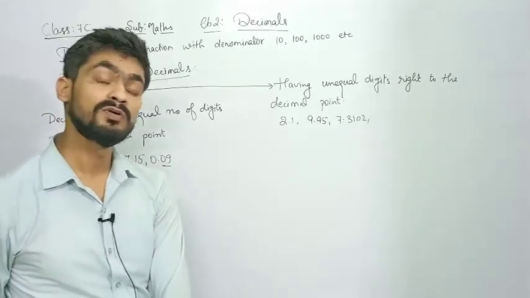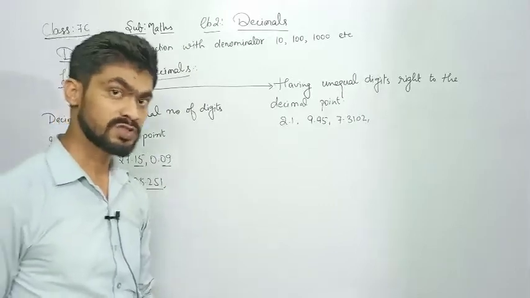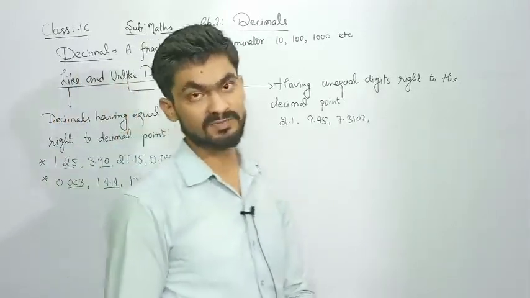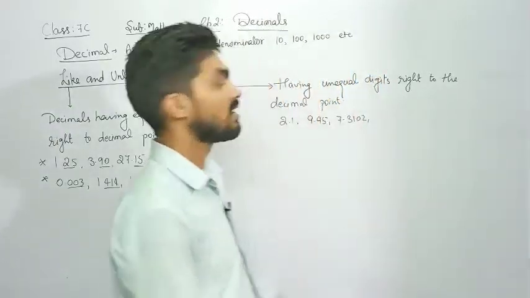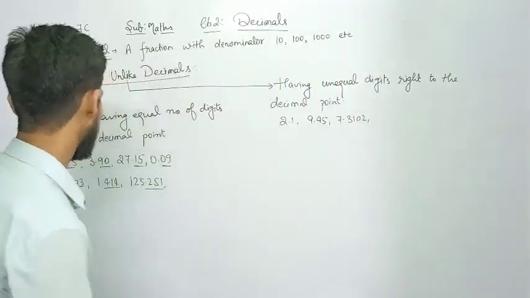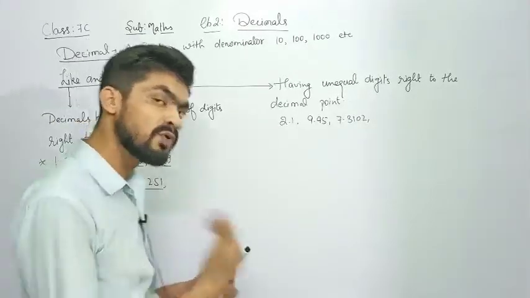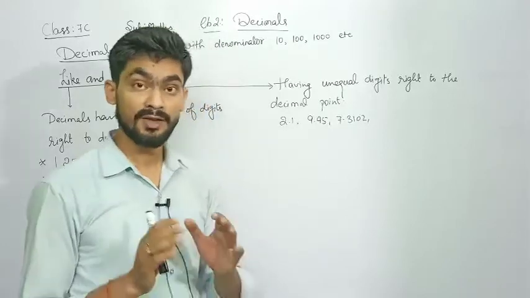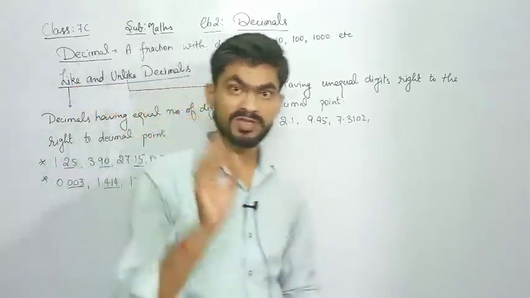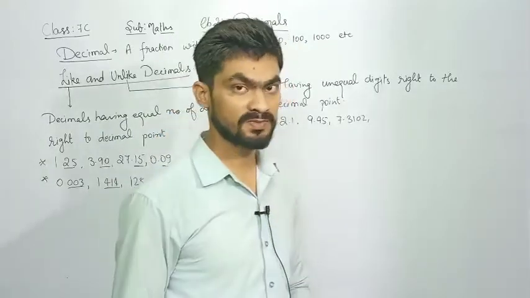My dear children, one thing you have to keep in mind: in the fraction section we were writing like fractions by finding the LCM of the denominators. Here, how will we make like decimals? If you are given two or three or more decimals and you have to write them as like decimals, you have to do nothing except include zeros right of the decimal point.